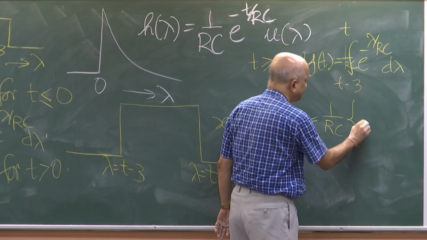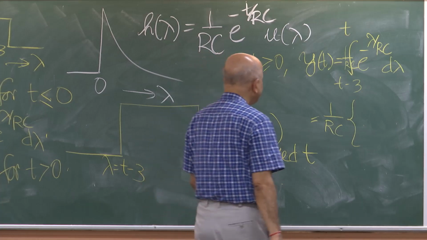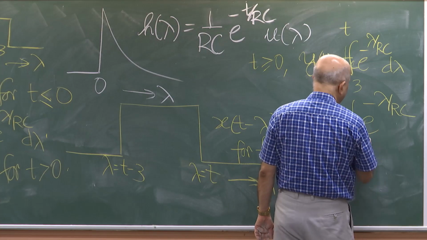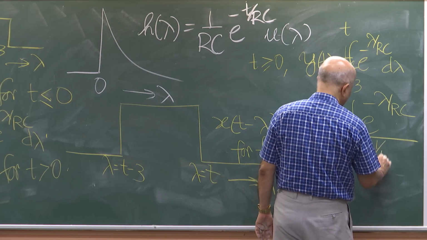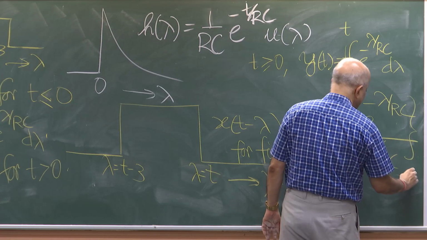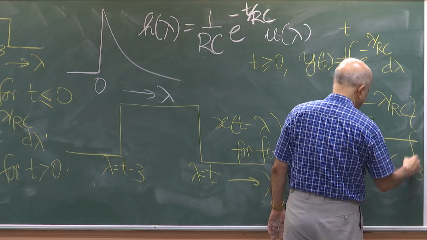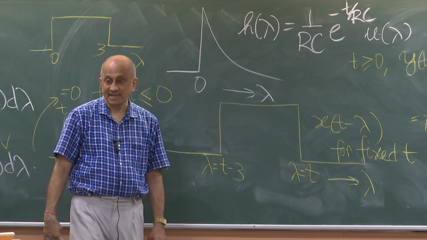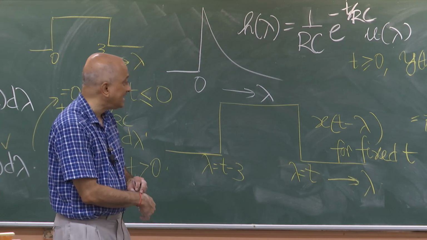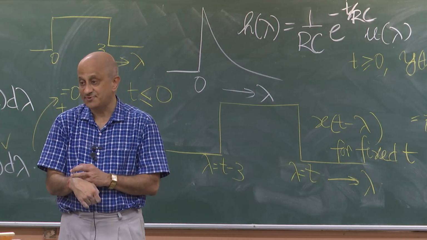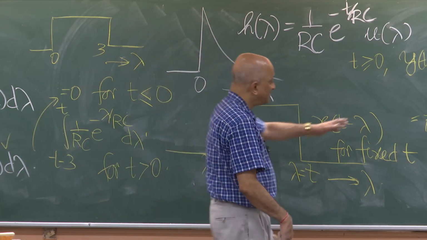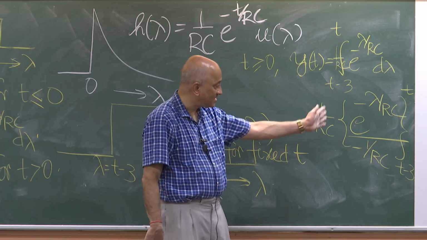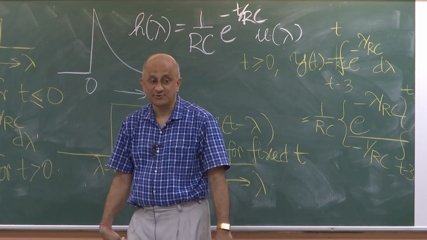Let me do it for you. It's 1 by RC e raised to the power minus lambda by RC divided by minus 1 by RC, isn't it? And this from t minus 3 to t. Is that right? Evaluated from t minus 3 to t. And of course, this 1 by RC and this cancel, and it leaves you with e raised to the power minus lambda by RC from t minus 3 to t.